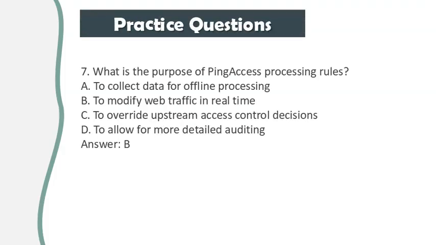7. What is the purpose of PingAccess processing rules? A. To collect data for offline processing. B. To modify web traffic in real time. C. To override upstream access control decisions. D. To allow for more detailed auditing. Answer: B.